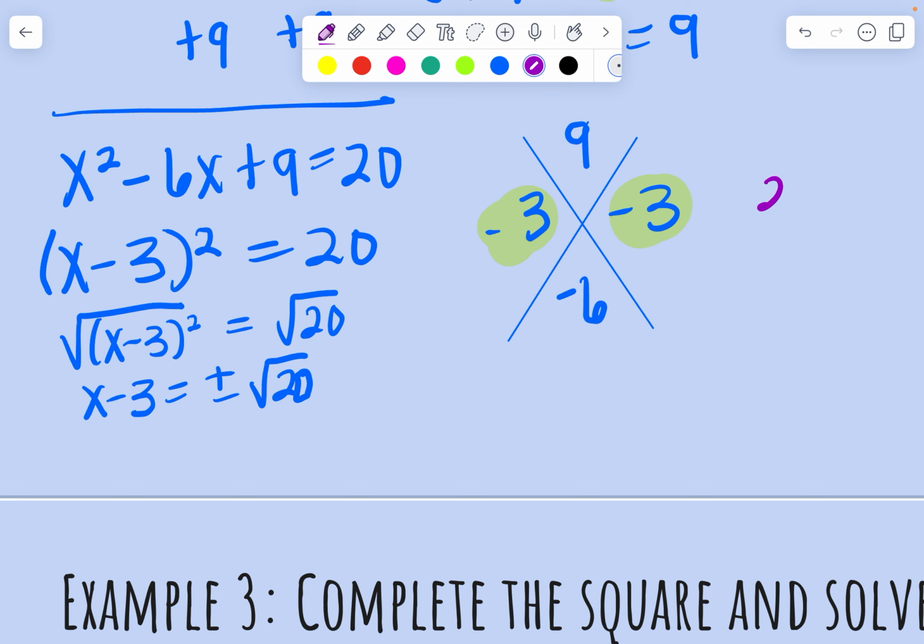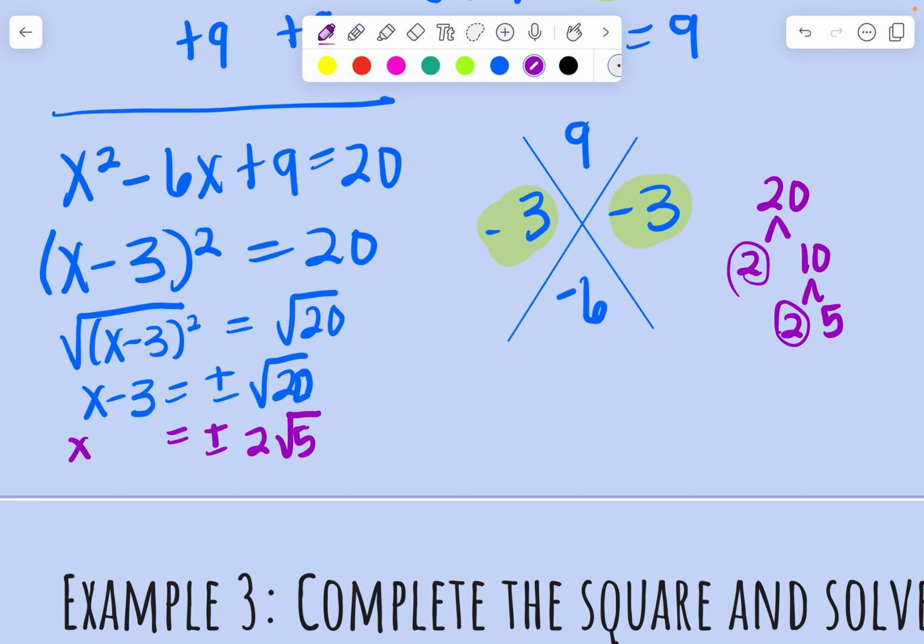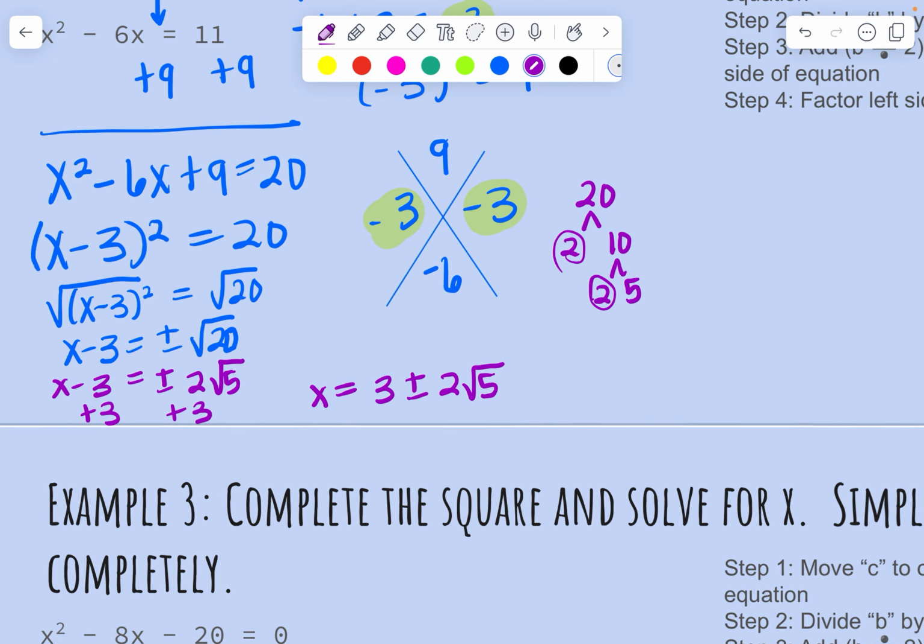Let's see if we can break 20 up here. So 20 is 2 and 10. 10 is 2 and 5. So it looks like we can have a pair of 2's come out, and a 5 has to stay in. Finally, we'll add 3 to both sides, and we'll get x equals 3 plus and minus 2 times the square root of 5.